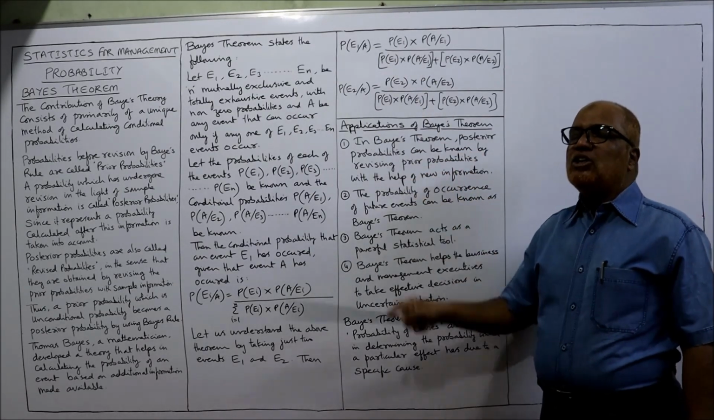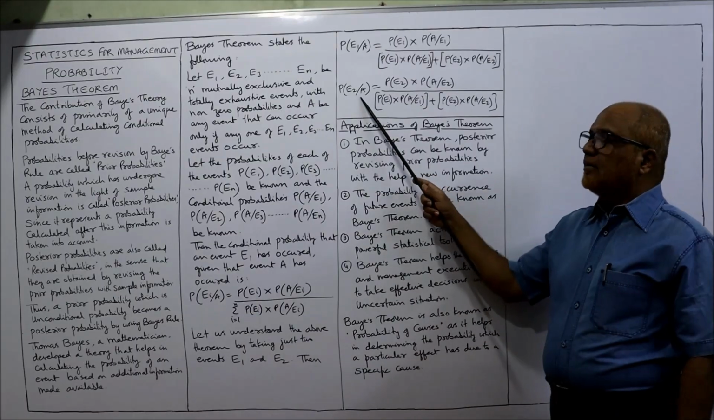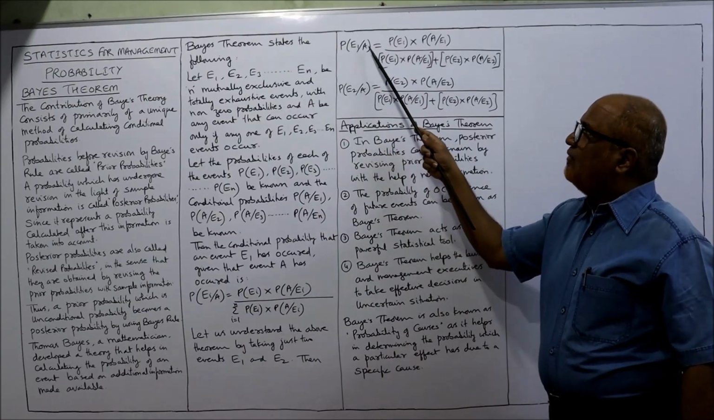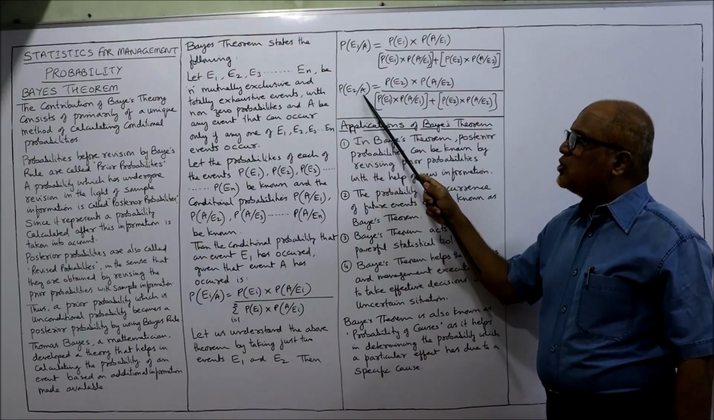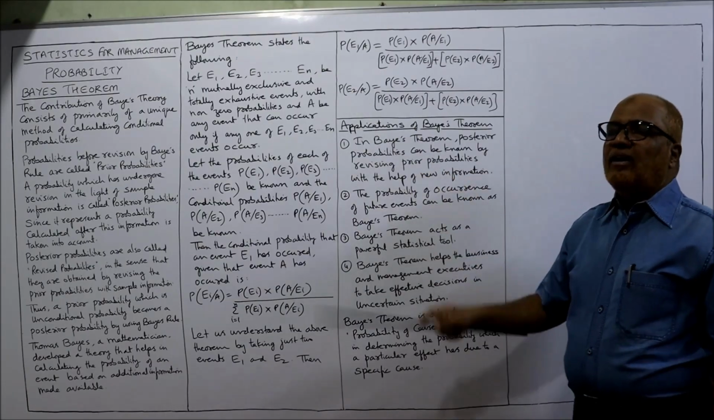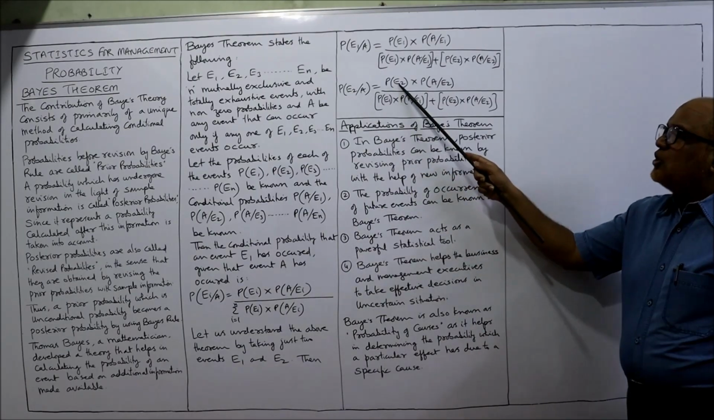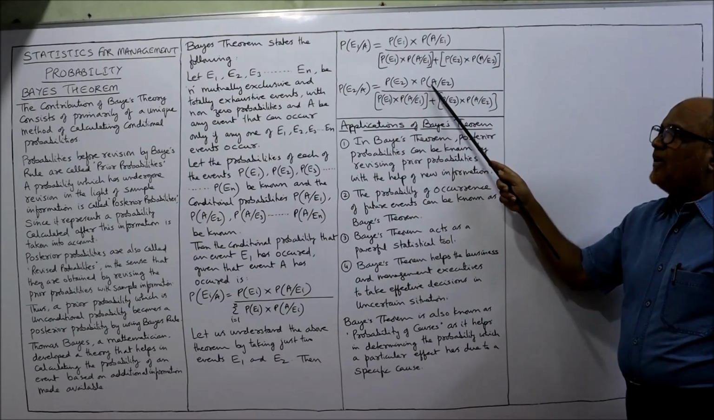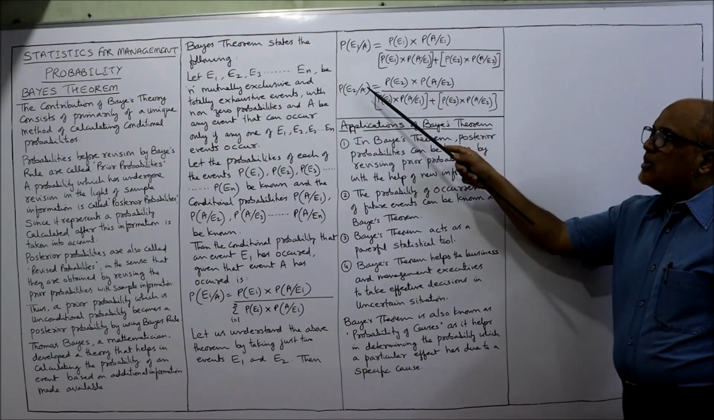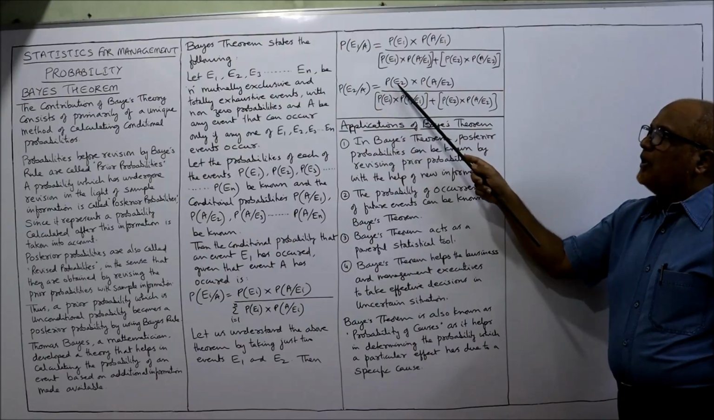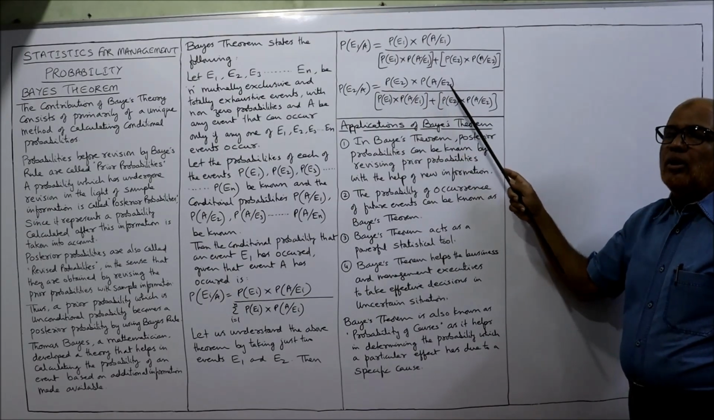Similarly, P of E2 given A. This is P of E1 given A. This is P of E2 given A. In the numerator we take the joint probability P of E2 into P of A given E2, because we are finding E2 here.